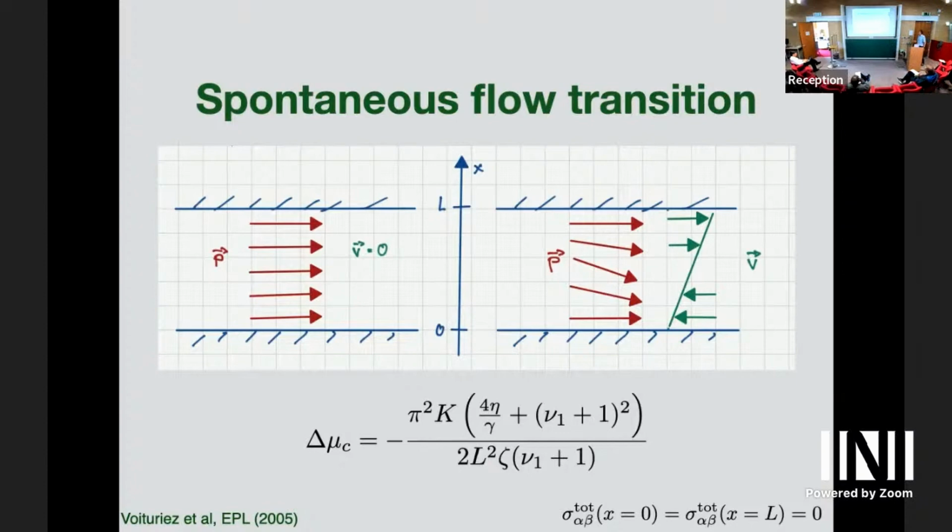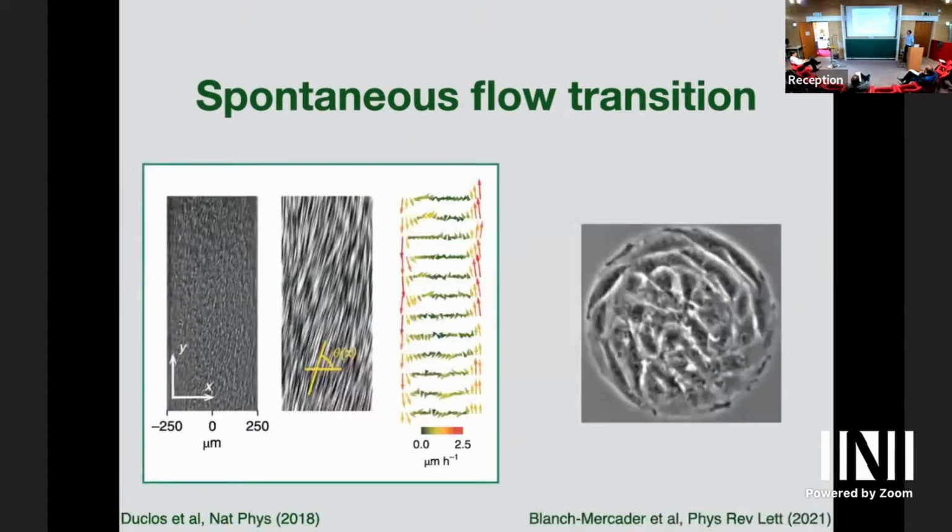Okay. And you see that you can have this instability not only by changing appropriately the activity, but also by changing the channel width, L, for example, right? If you have some activity and you make the channel width larger and larger, then you should see these flows. Question is, does it exist? It does. And here are two examples where you can see manifestations of this instability.